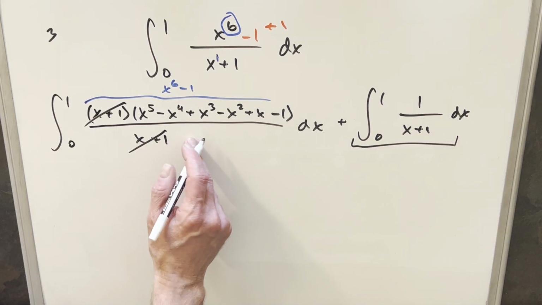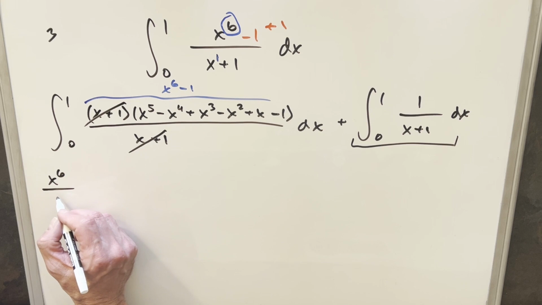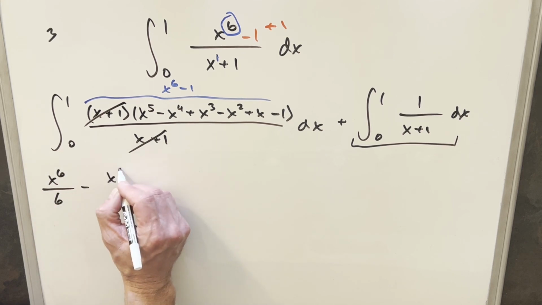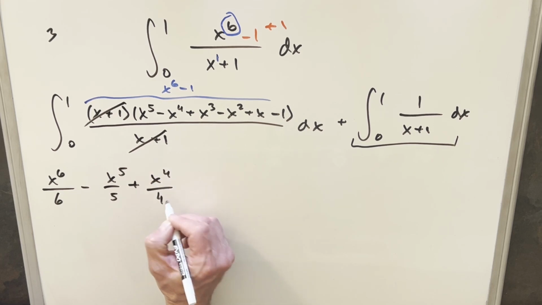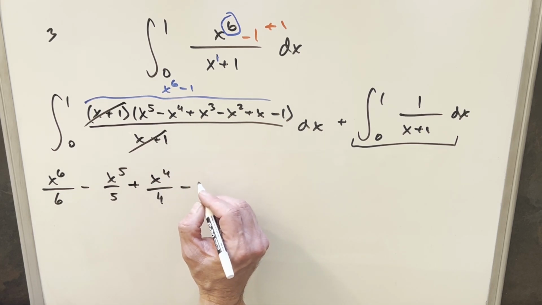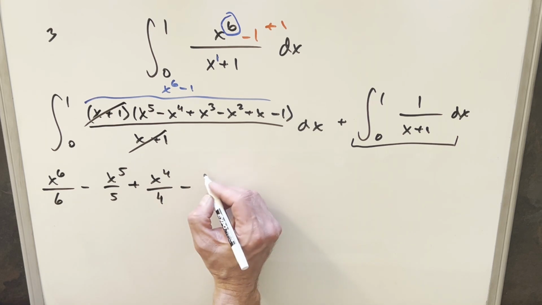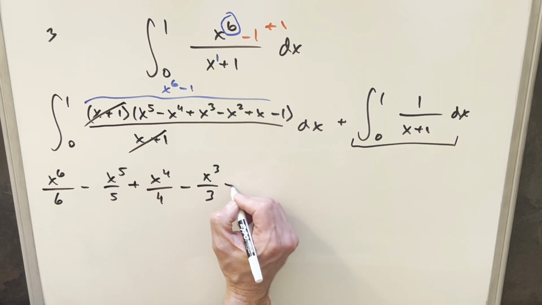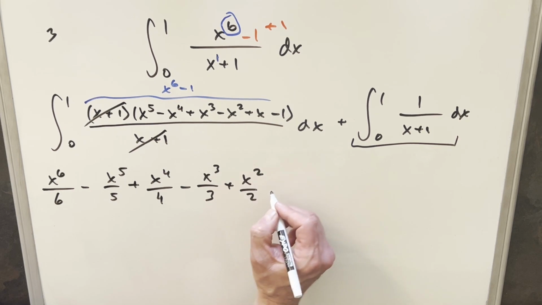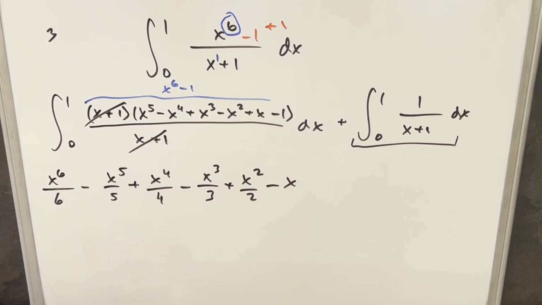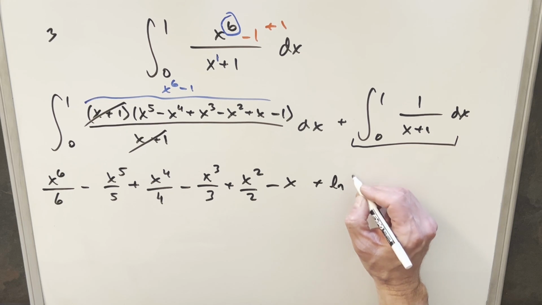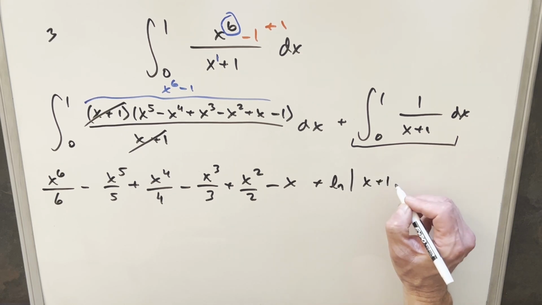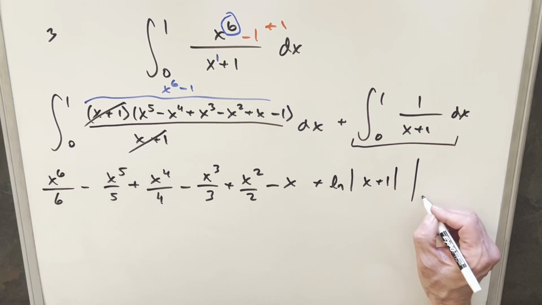So let's go ahead and integrate this, and so this is going to become x to the 6th over 6 minus x to the 5th over 5 plus x to the 4th over 4, and then x cubed over 3, and this is x squared over 2. They just gave us a lot of terms. So then we have a minus x there, and then here we'll include this one, which is going to be natural log absolute value of x plus 1, and we are just going to evaluate from 0 to 1.